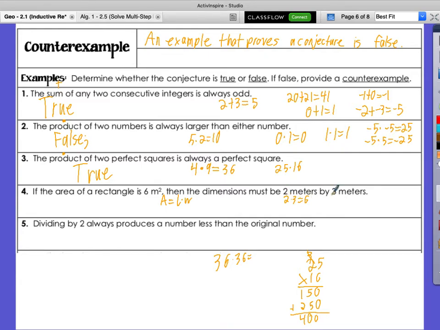Is that true? We're saying that for the area of a rectangle to be 6 square meters, the dimensions have to be 2 by 3. One side has to be 2, another side has to be 3, for that to be true. Could we multiply any two other numbers together and get 6? 6 and 1. So, do the dimensions have to be 2 by 3? No, it could be 1 by 6. So this is false, and our counterexample is the 1 by 6 rectangle.